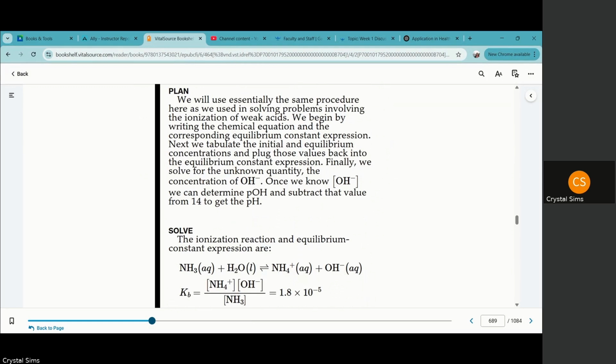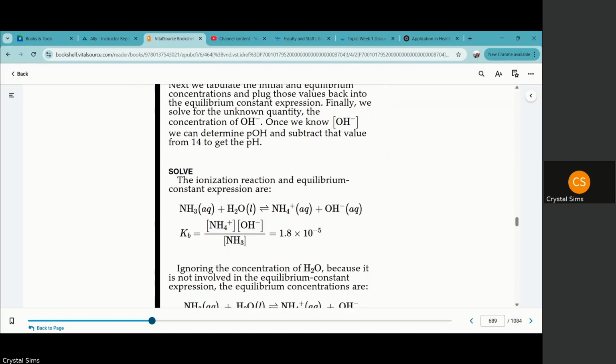So we put our products on top, reactant on bottom, and I look up in my table, Appendix D, or Table 16.4, and that gives us our base dissociation constants, and for NH3, ammonia, it is 1.8 times 10 to the negative 5. Okay, so then we move forward.